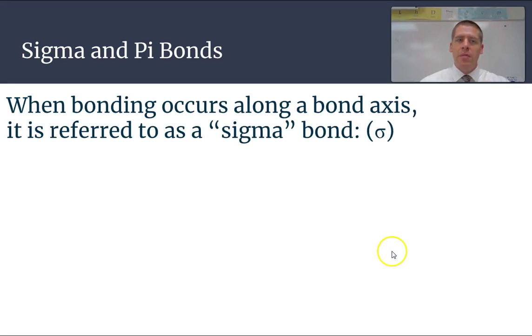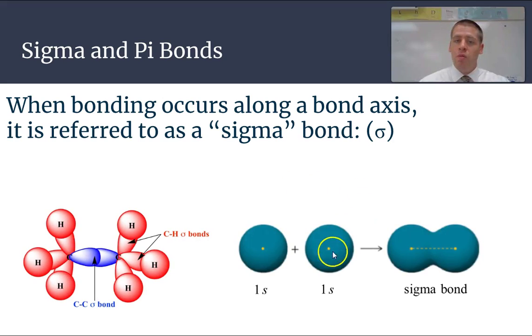All right, sigma and pi bonds. This is the technical definition of a sigma bond: it's a bond along the bond axis. It's easier to just remember that the first bond is always a sigma bond. There's a couple different ways this can happen. We could overlap 2 s orbitals, and that represents a sigma bond. It's a bond on the axis of the 2 atoms. You could also do this with 2 p orbitals, which is an example shown here.